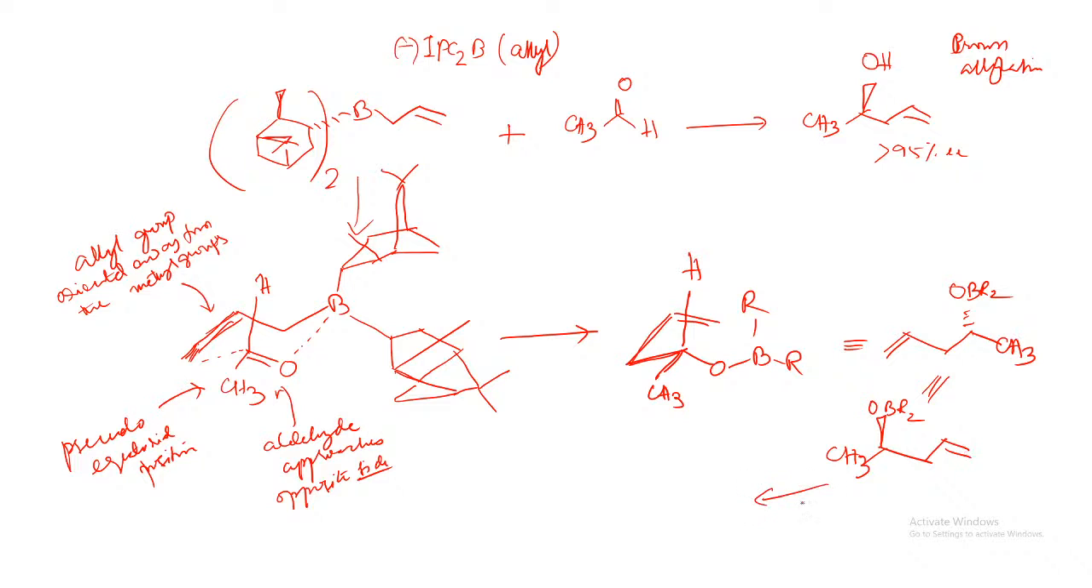And after workup, you will get the alcohol. So this means if you use the plus IPC2B allyl, then you will get the other enantiomer, which will be on the downside.